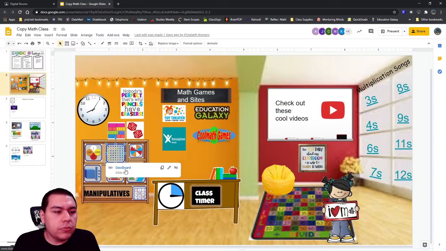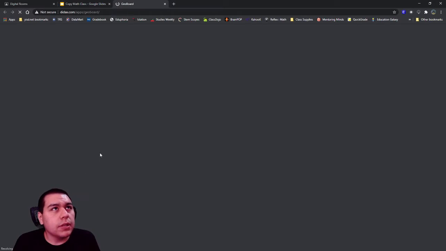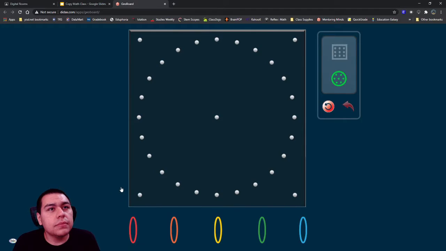It's going to bring up this little white box that says Geoboard. I'm going to click on that. It's going to take me to a page that looks like this. So if you haven't used them before, these are called geoboards. They're boards that usually have these little plastic pegs that stick up out of the board. And they're made in different shapes. So like this one is made in a circle.